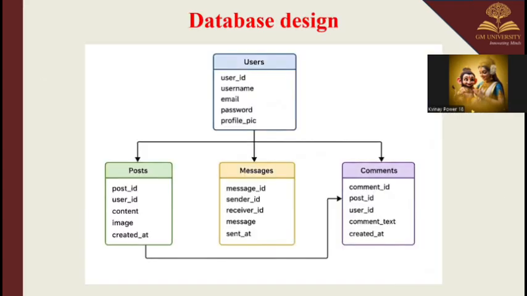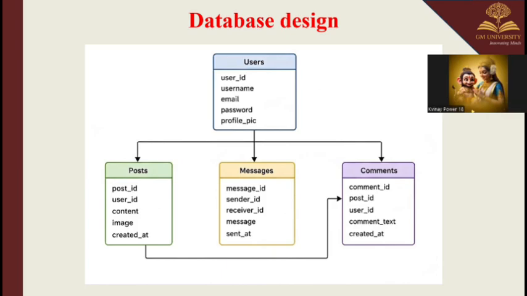Next slide. The database design, where we store four collections: users collection, post collection, message collection, and comment collection. In the users collection we can store the user id, username, email of the user, and a password which is for the login credentials, and profile pic by which we can identify the users easily. Next, the post collection. In the post collection we store post id, the user id, which is the reference to the users collection, content of the post, and we can store the image of the post, and created at.